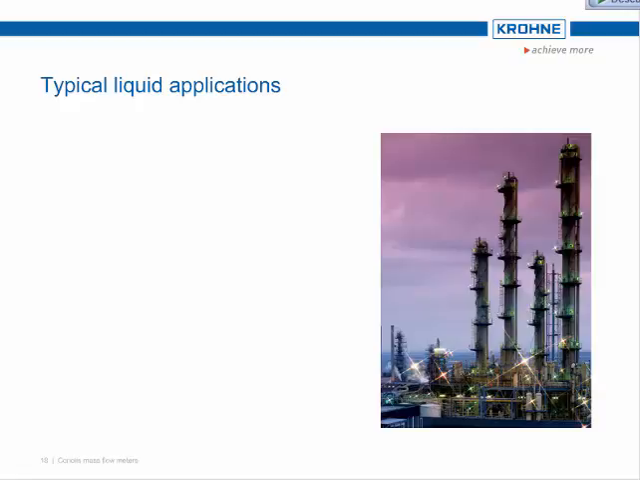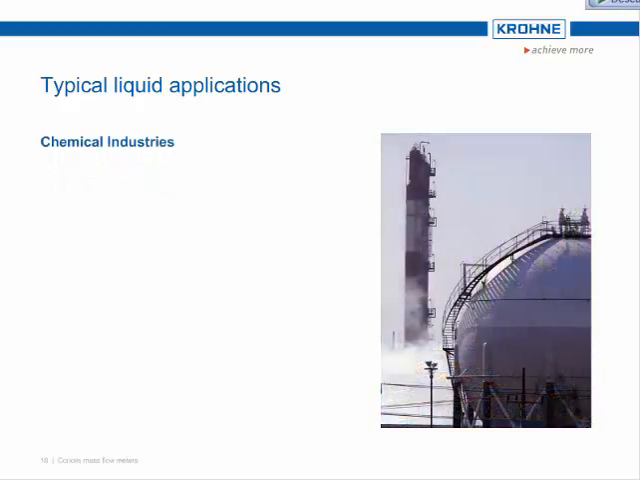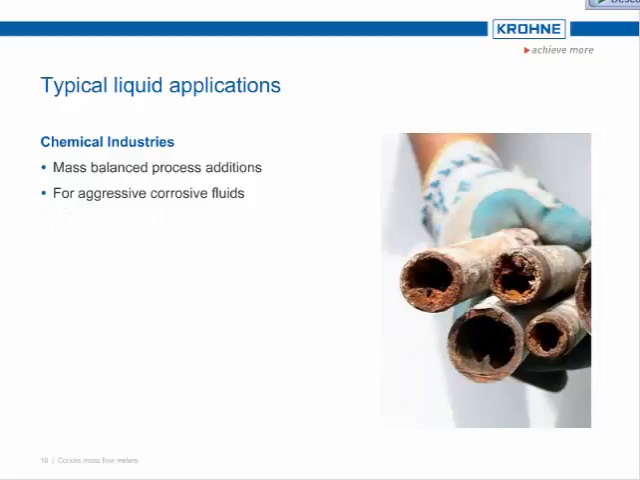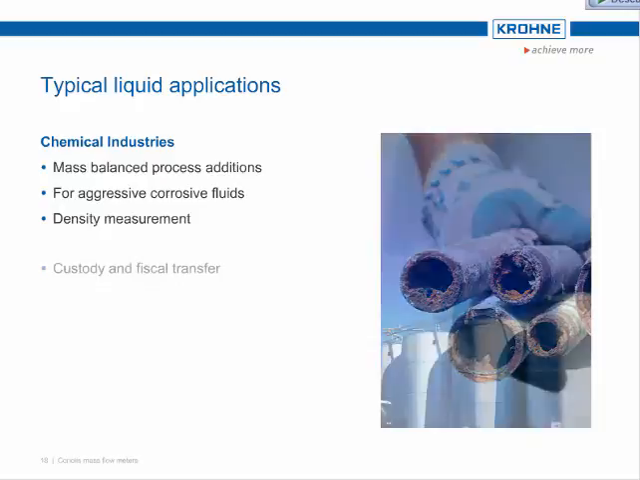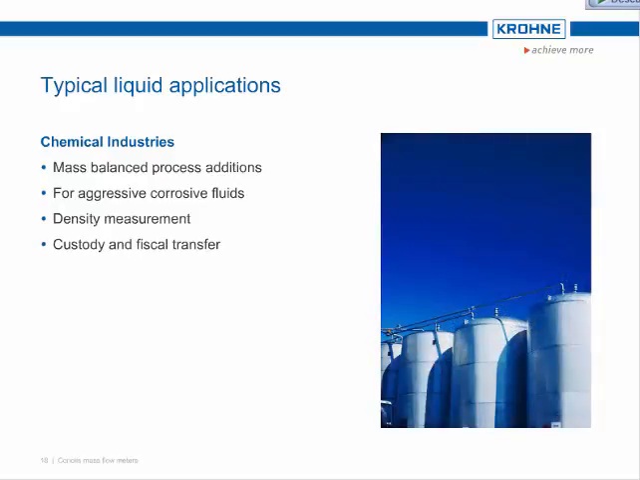Coriolis mass flow meters are used in a wide variety of industries and applications. Below are some examples by industry, but this is by no means a complete portfolio. Such as in the chemical industry, mass flow meters are used primarily where mass balanced processes are required, but they're also used for aggressive corrosive process fluids. Where density is required for process measurement or quality assurance, such as in concentration measurement applications. For custody and physical transfer of base agents or refined products.